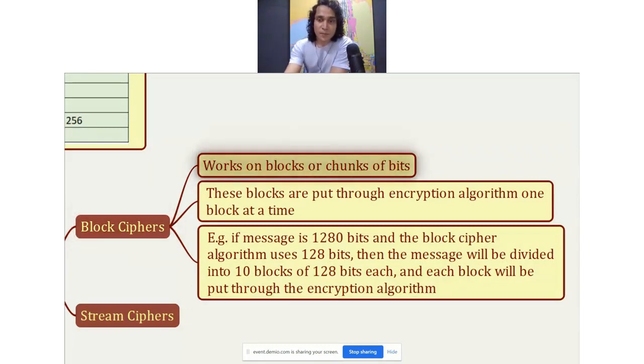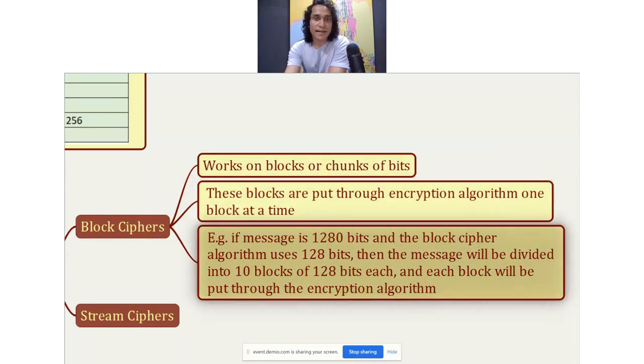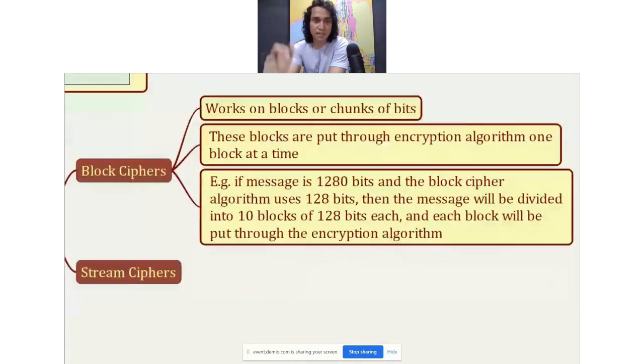So this is what I was explaining. A block cipher works on blocks or chunks of bits, and these blocks are put through the encryption algorithm one block at a time. And this is the example: if the message is 1280 bits and the block cipher algorithm uses 128 bits, then the message will be divided into 10 blocks of 128 bits each, just like the example that I gave.